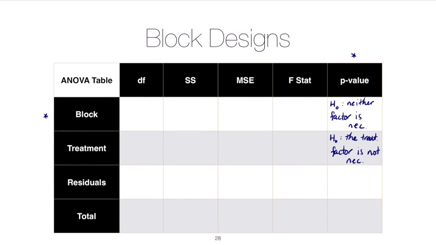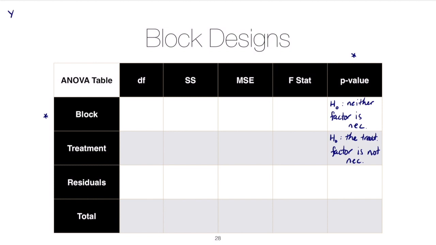So to write down the sums of squares, we'll need a bit of notation, and so let's write down some notation along the top so that we can write down the block sum of squares, degrees of freedom, MSE, and the F statistic, and then I'll leave the rest to you.